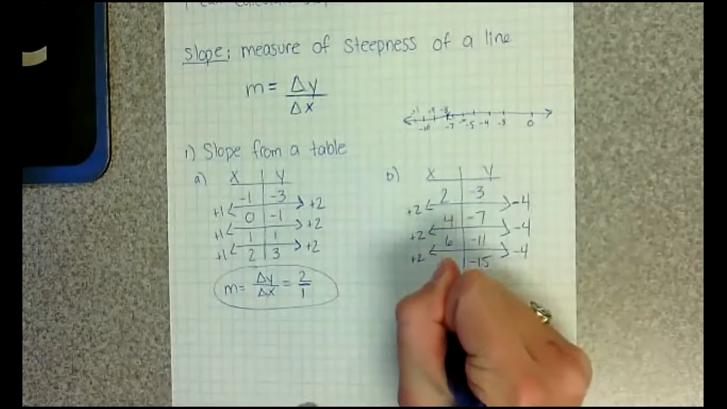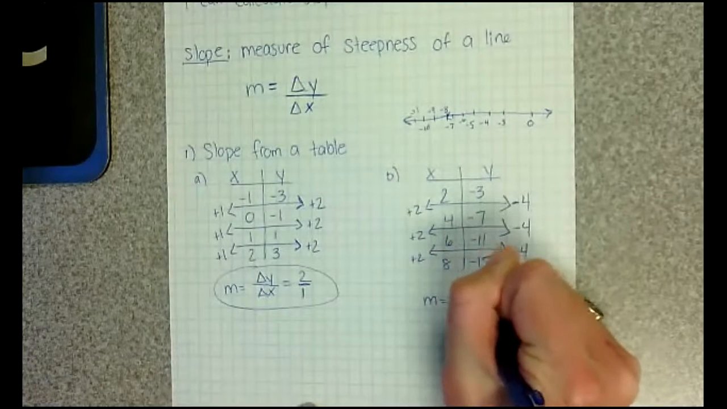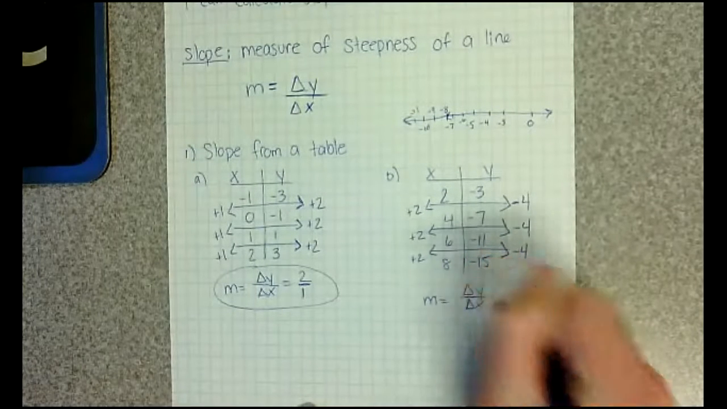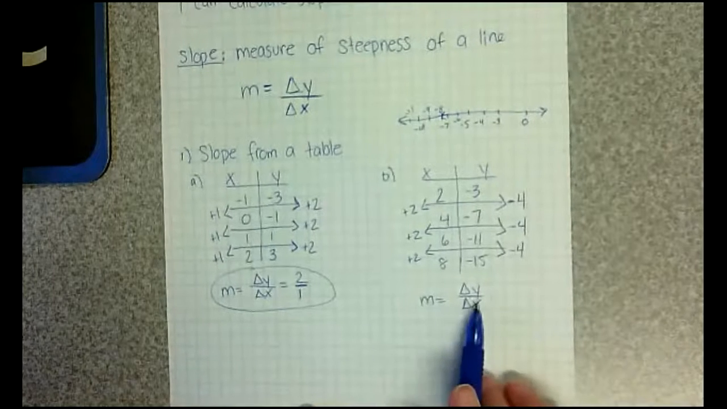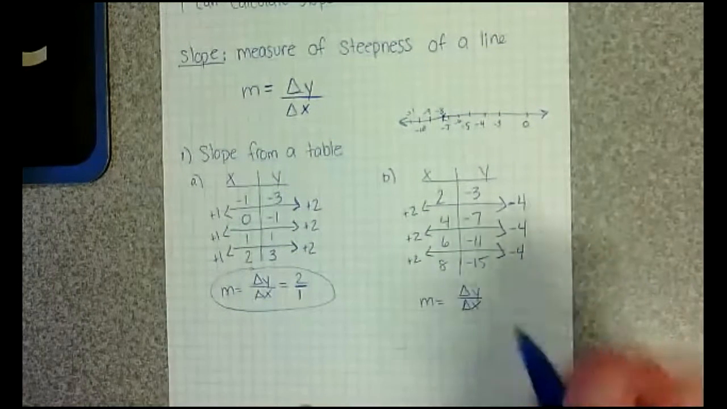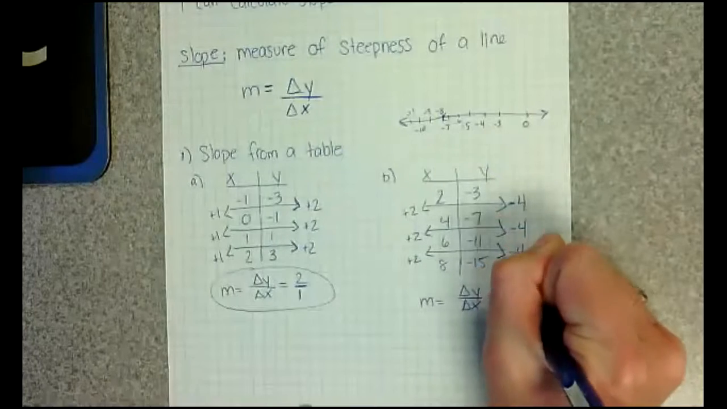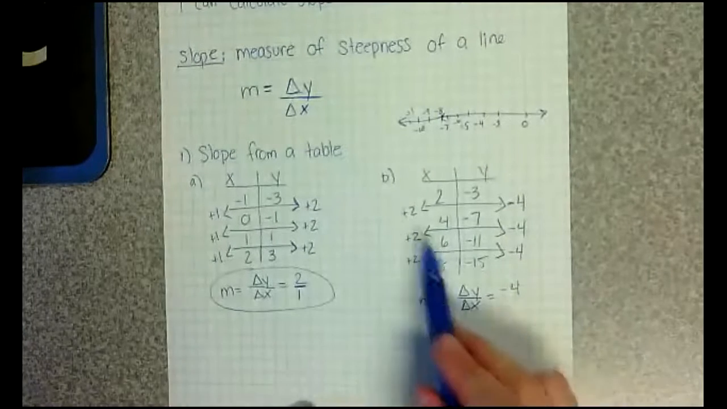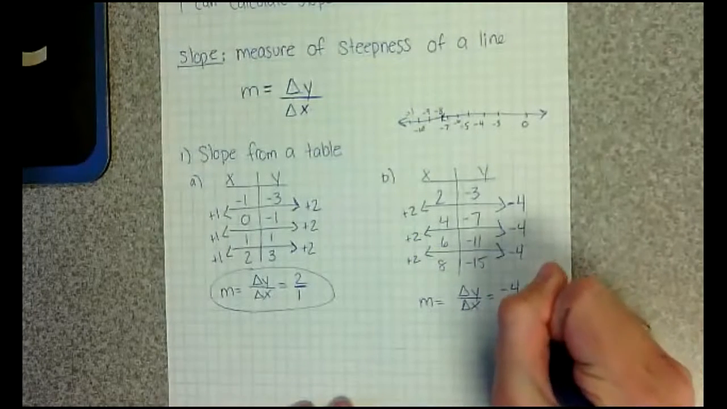Please, please, please, guys, be careful. A common mistake that I see made is students put x on top. When we're talking slope, we're always doing y first. Okay, so my change in y was -4. And my change in x is a +2.